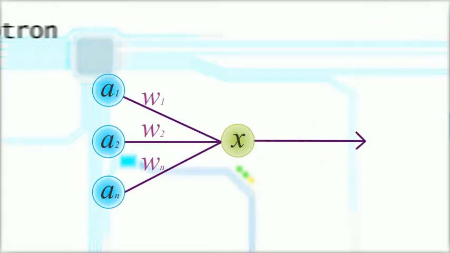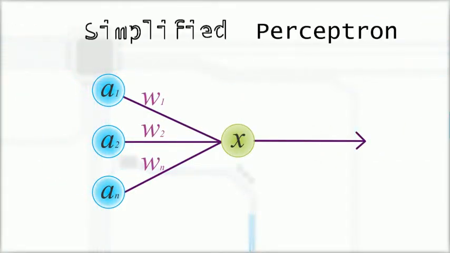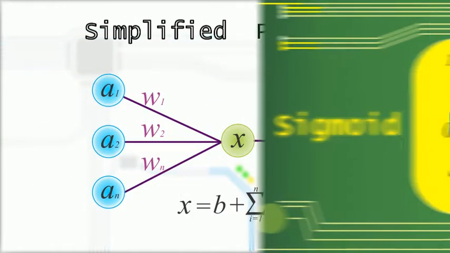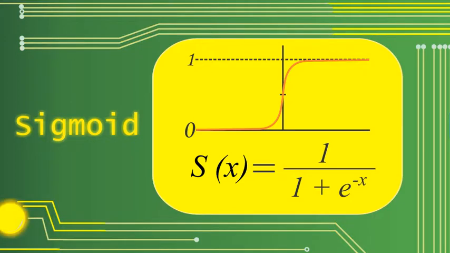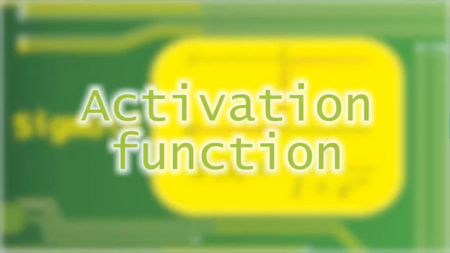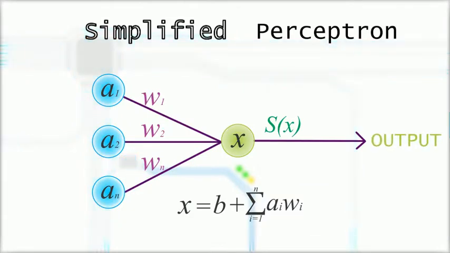To start making our own network we have to use a simplified form of the perceptron. You have to notice that the value x is just the value for activation. If you remember, we are using the sigmoid function, which in this case is also our activation function. From the activation function we get our output. And you have to remember that from each perceptron we are getting just one output value.